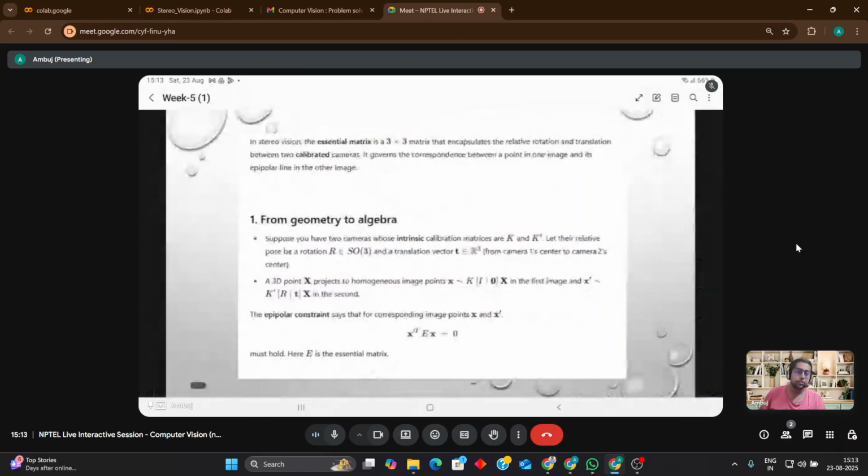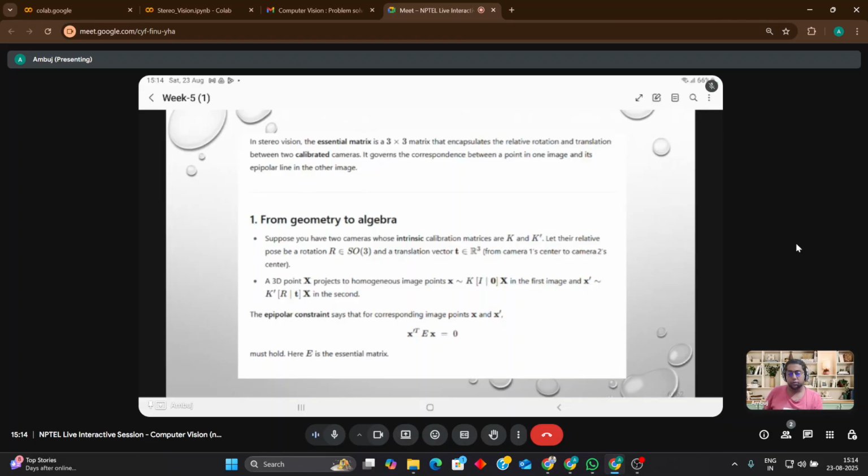In vision, the essential matrix is a 3 by 3 matrix. It encapsulates the relative rotation and translation between two calibrated cameras. Both the cameras have to be calibrated. It governs the correspondence between a point in one image and its epipolar line in the other image.